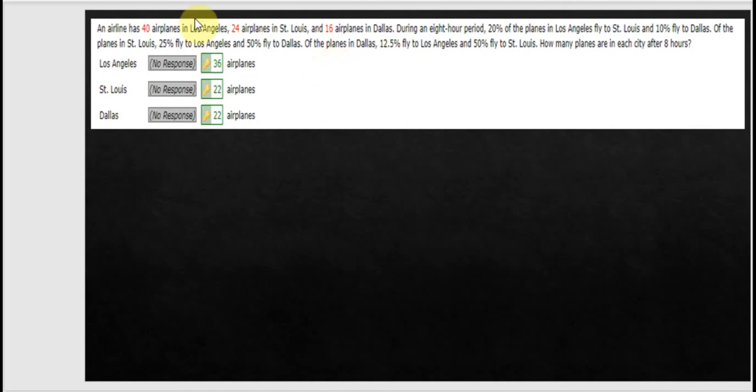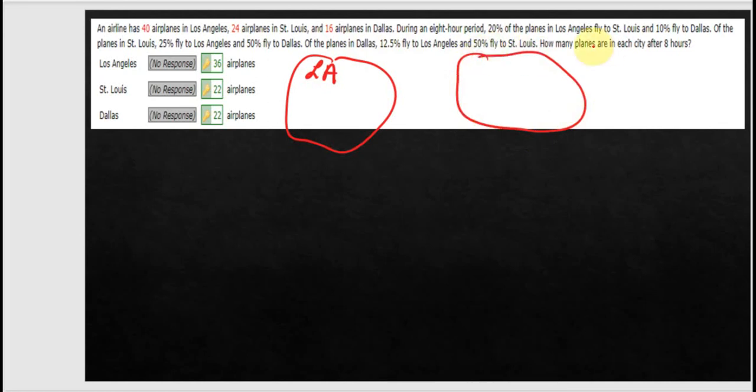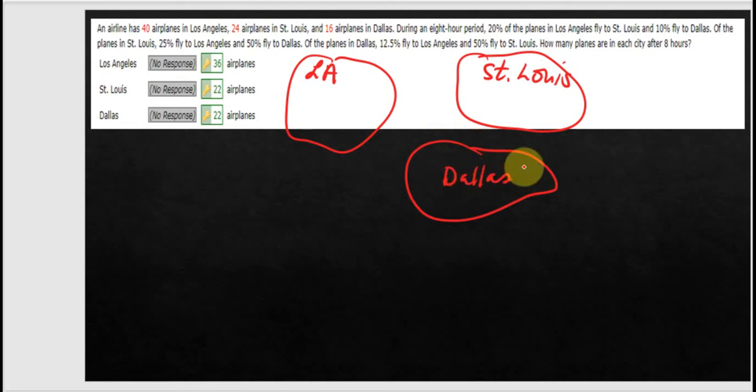So I'm going to have 3 bubbles, one for each city. So let's say this is LA. Let's call this St. Louis. And then one bubble here for Dallas. So the airline has 40 planes in Los Angeles. This is like the initial state, right? And so we can note that.